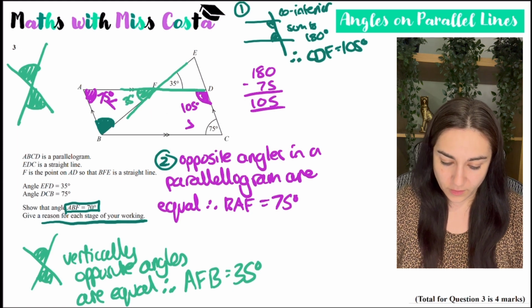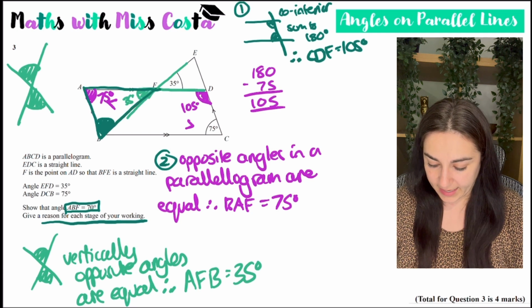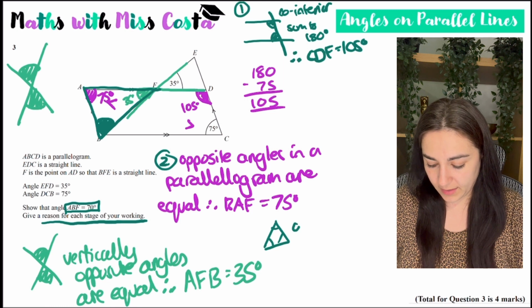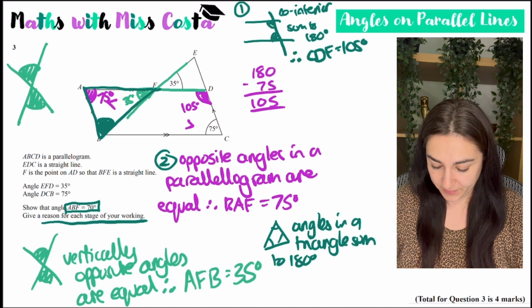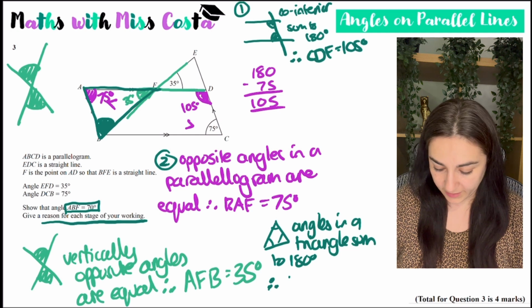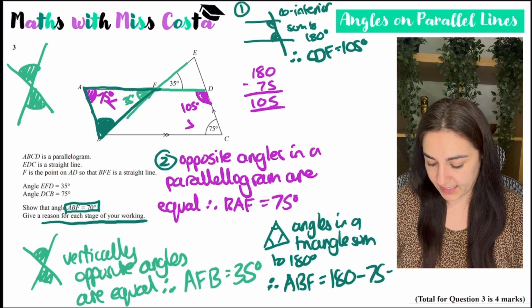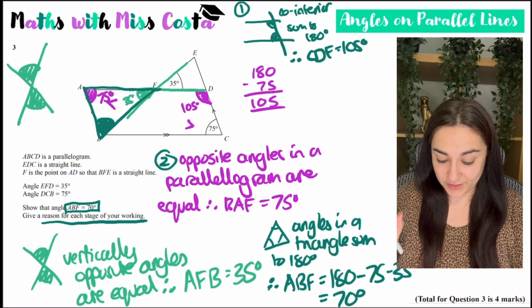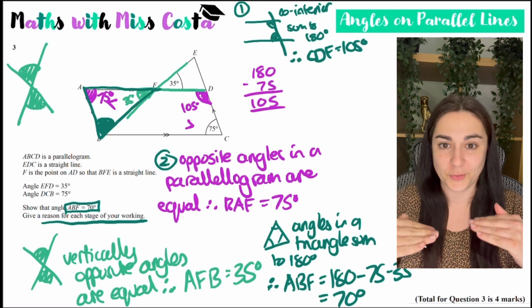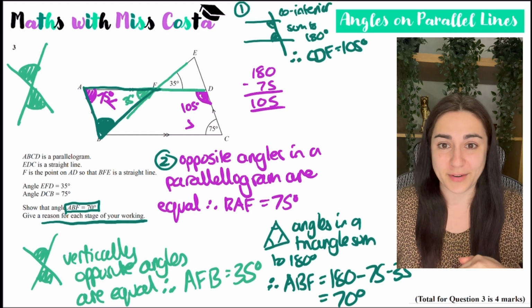So now I've got a triangle over here, AFB. And what do I know about angles in a triangle? I know that angles in a triangle sum to 180 degrees. So therefore, angle ABF is going to be 180, take away 75, take 35, which equals 70 degrees. So with each little bit that you've worked out, just make sure you give a reason. There's obviously different ways you can do this. As long as you, for whatever you've worked out, you give a reason, you'll be absolutely fine.